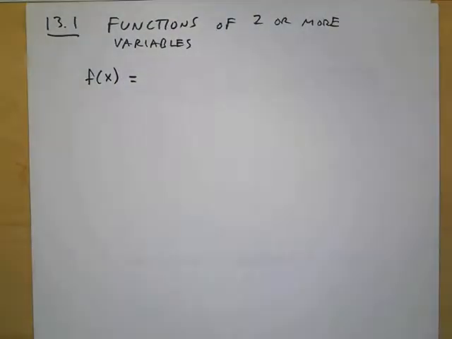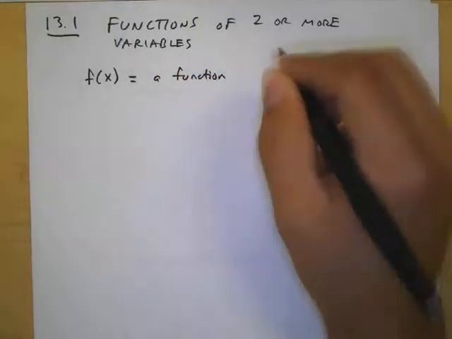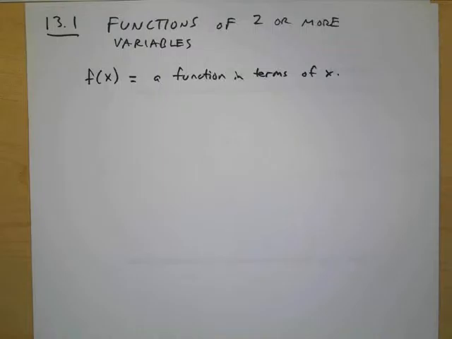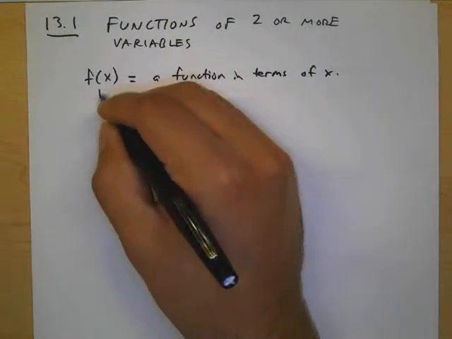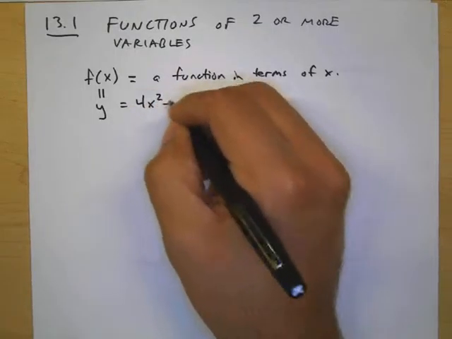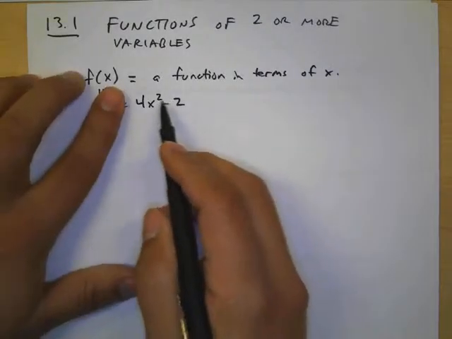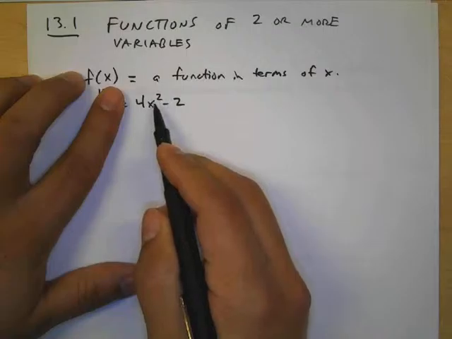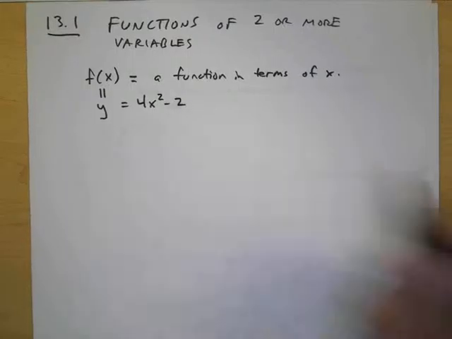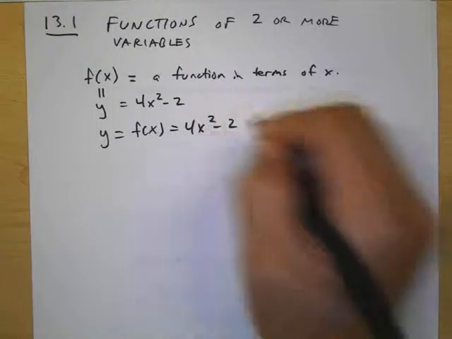When we had a function f of x, this was a function in terms of one variable, right? Mainly x. Sometimes we called f of x y. So we may see two variables, but really we're talking mostly about the input. So if we have one input variable, we say it's a function in one variable, even though we may call it y equals 4x squared. So y is the same as f of x, which is 4x squared minus 2.